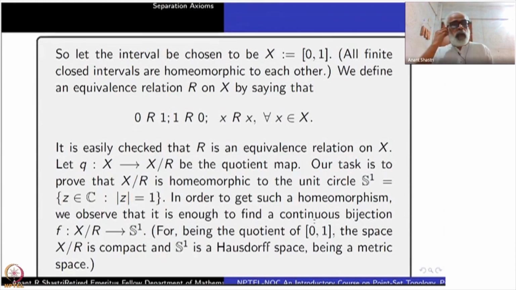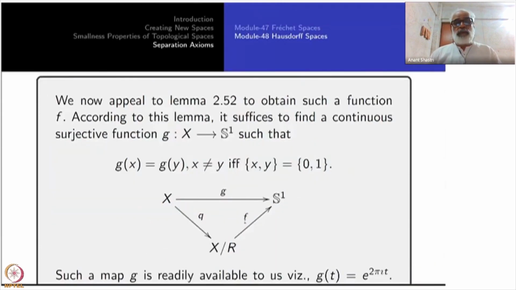But now what we observe is X is compact, therefore X/R is compact. And S1 is Hausdorff. Then one of the theorems that we have tells you that if you have a continuous bijection, then it will be automatically a what? Homeomorphism. So that is what we are going to exploit here.